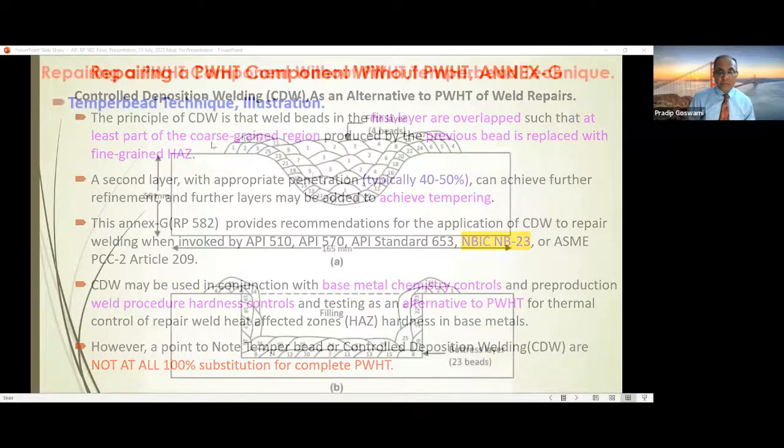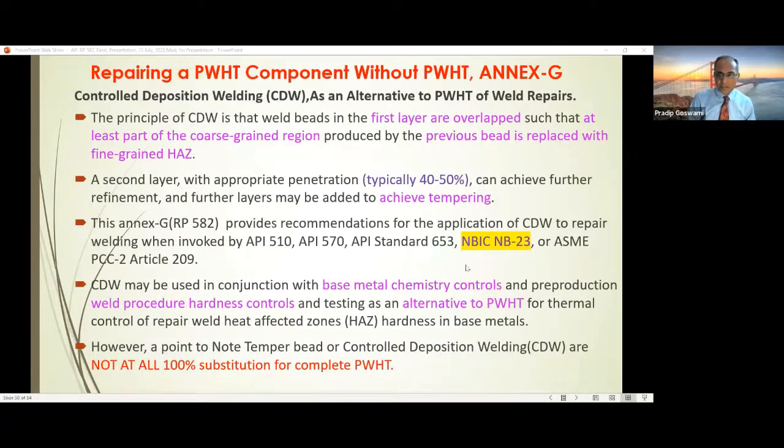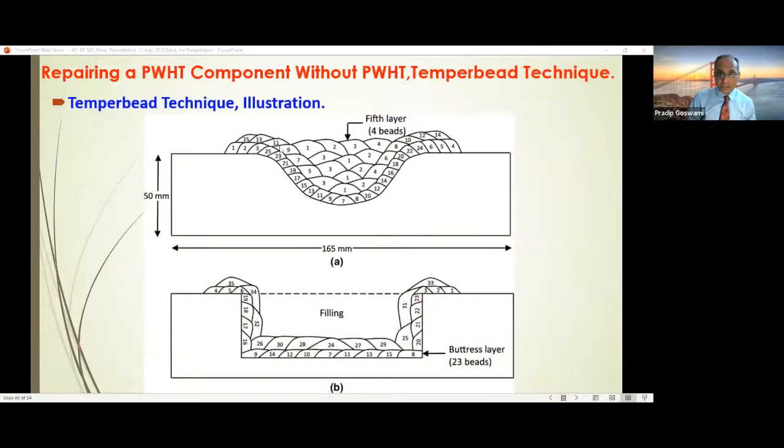Tempered bead is the term generally adopted by industry, and National Board NBIC NB-23 is very commonly adopted for that. When it goes to API 510, this technique is specified as CDW, or controlled deposition welding technique. And this is generally considered to be an alternative to post-weld heat treatment. As I mentioned earlier, the heat input of the second layer refines the first layer.